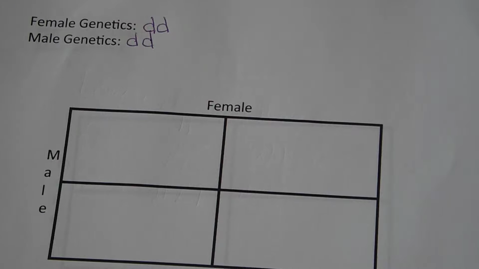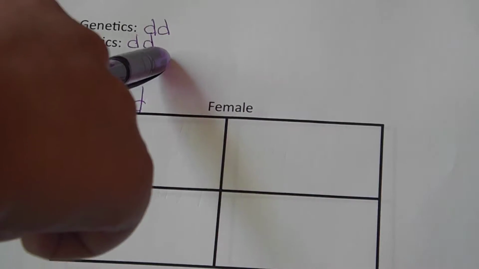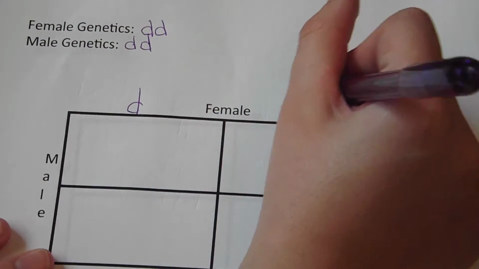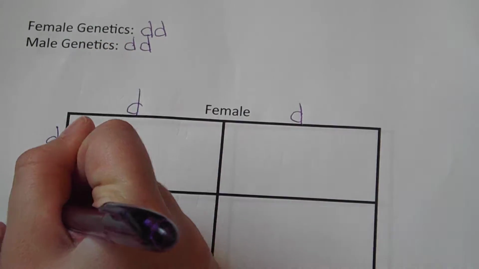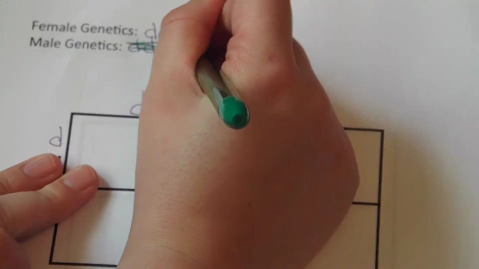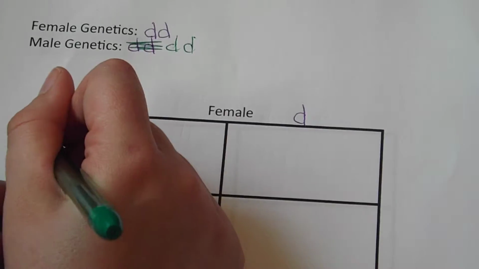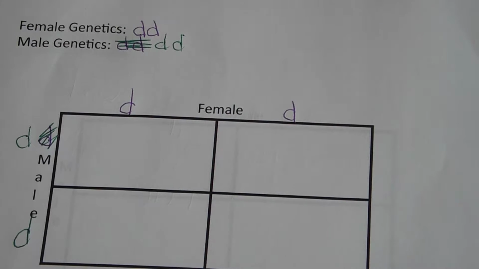So in a single gene, which is the easiest one to do, you would take one lower d from the female and transfer it above the top box. And you'll take the other lower d and transfer it to the other box on the top. And you will be repeating the same thing for the male, which I'll be representing in green, and I forgot that, so imagine that's green. That way you guys will know where it comes from. And sorry I forgot to do that.